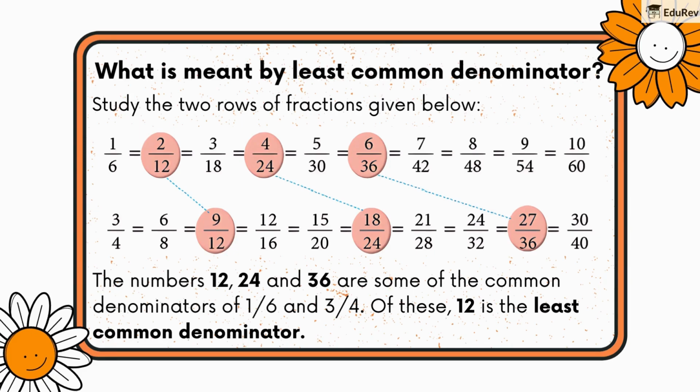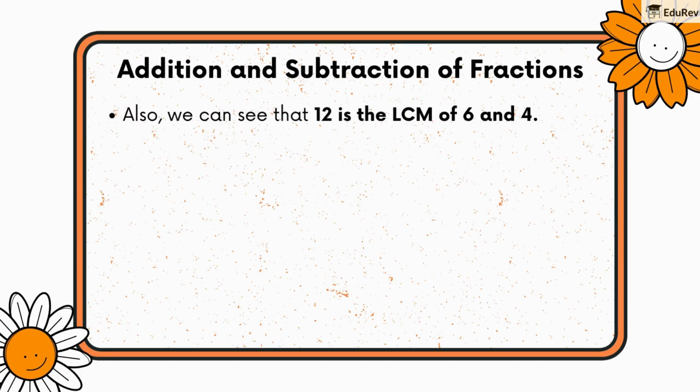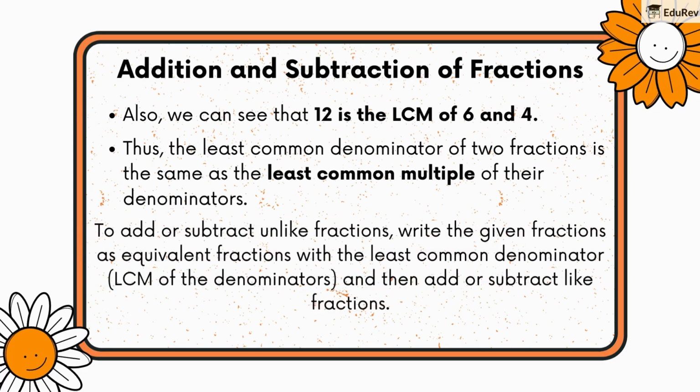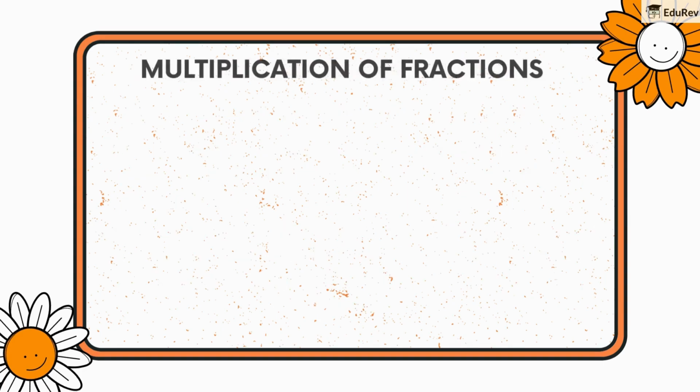Of these, 12 is the least common denominator. Also, we can see that 12 is the LCM of 6 and 4. Thus, the least common denominator of two fractions is the same as the least common multiple of their denominators. To add or subtract unlike fractions, write the given fractions as equivalent fractions with the least common denominator, the LCM of the denominators, and then add or subtract like fractions.